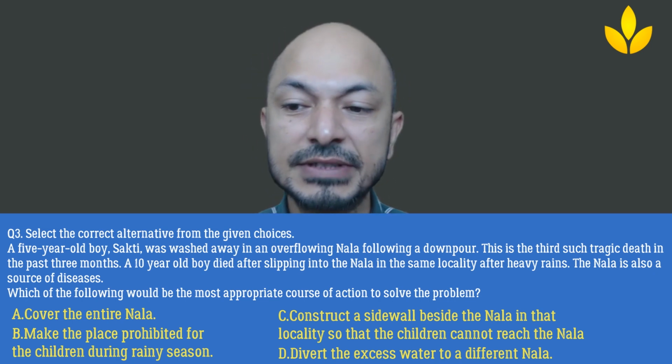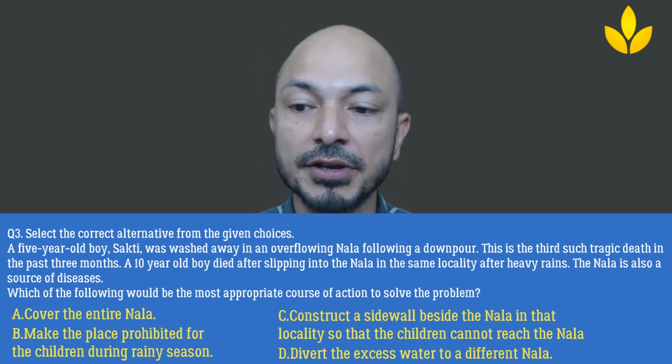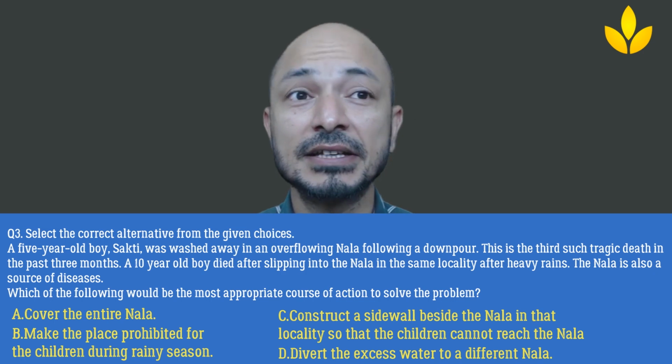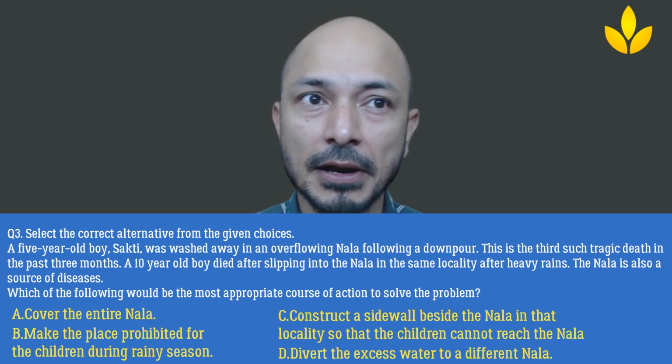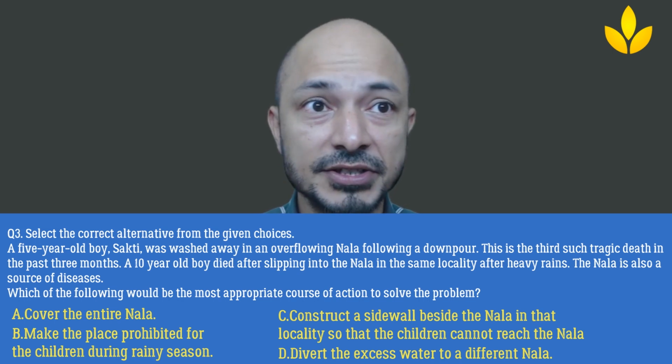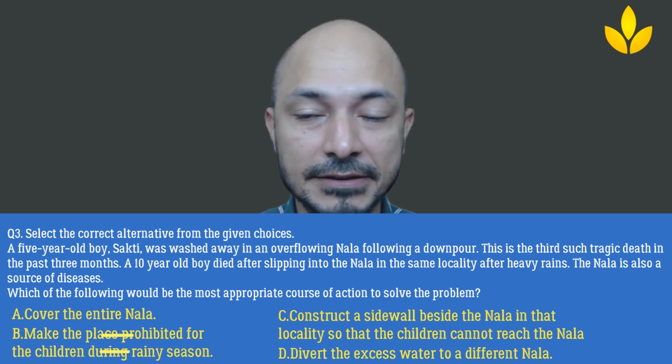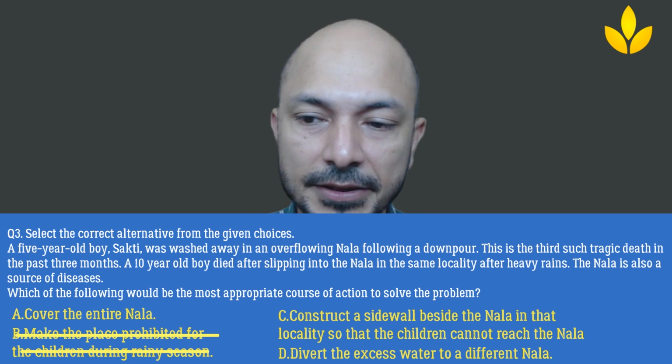However, we come to option B, which says make the place prohibited for the children during rainy season. Now, it doesn't really make sense to lock up children inside and not allow them to go there. And we never know. Someone might just slip into that nala again. So option B, we can eliminate that.